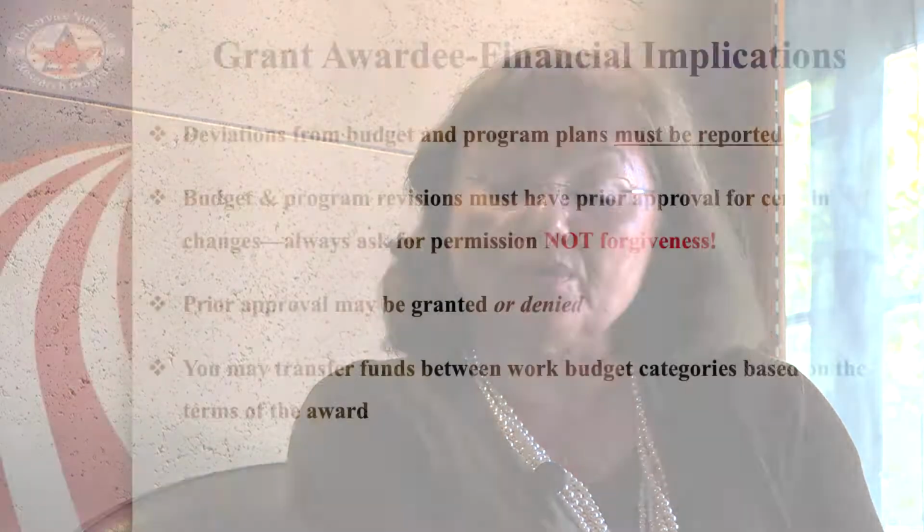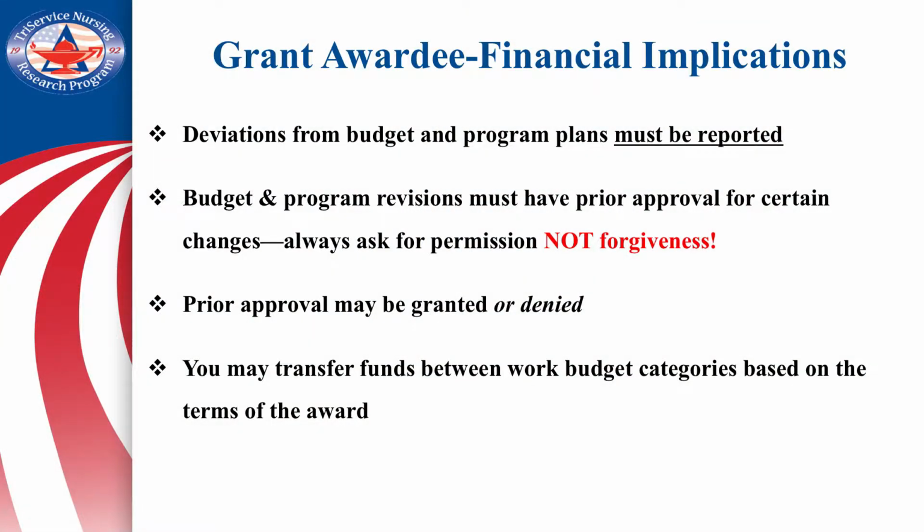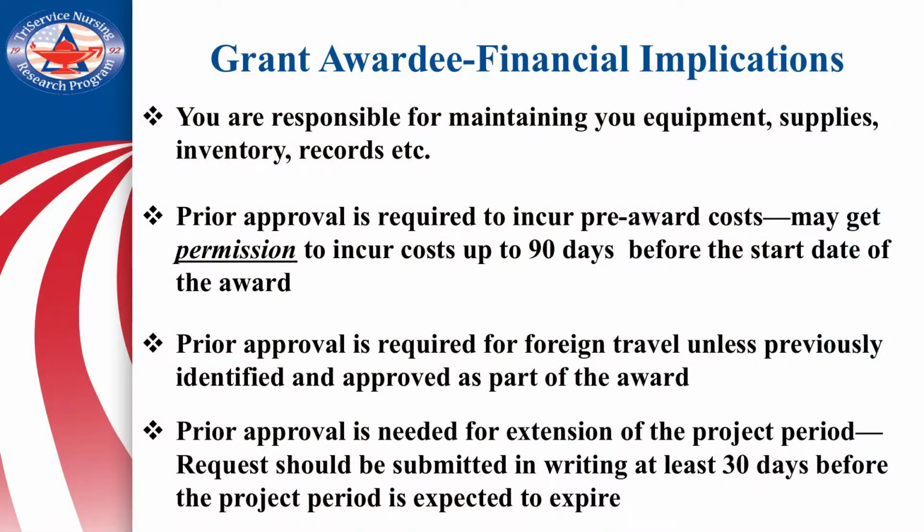And you can transfer funds between work and budget categories based on the terms of the award. So they may actually tell you in the terms of the award what money could possibly be transferred. If you're buying equipment, you are responsible for maintaining that equipment and the supplies in good order. You are responsible for maintaining good research records and any inventory of any supplies. You're also responsible for getting permission to incur costs up to 90 days before receiving the start letter.